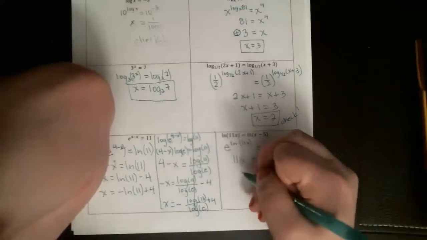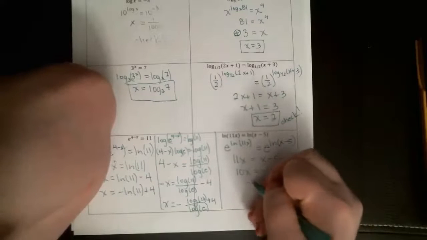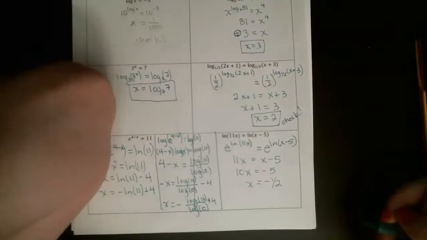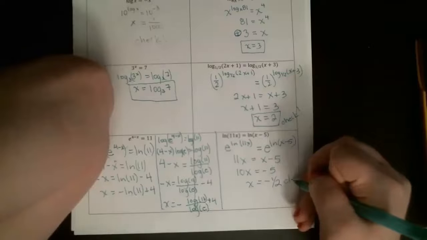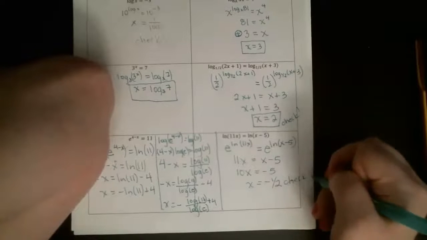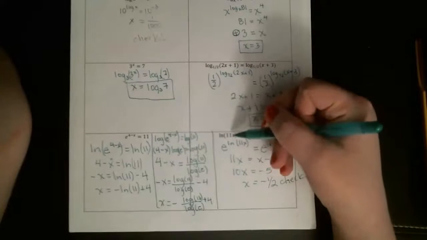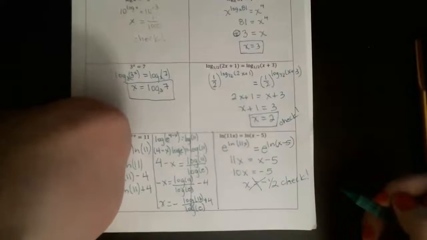I'm going to subtract an x from both sides. So I get 10x equals negative 5. Divide by 10. x equals negative 5/10, which is negative 1/2. This was, oops, see if I can talk and write at the same time. This was a log equation, so I do need to double check. This is one of those non-optional checks. If I plug in negative 1/2 back in, I get natural log of negative 11/2. I cannot take any log of a negative number, so this is actually not a good solution.